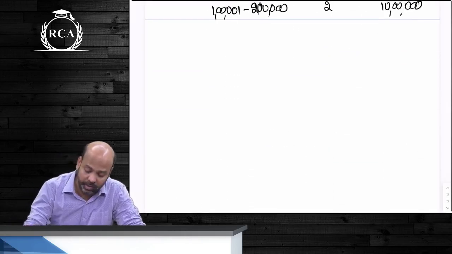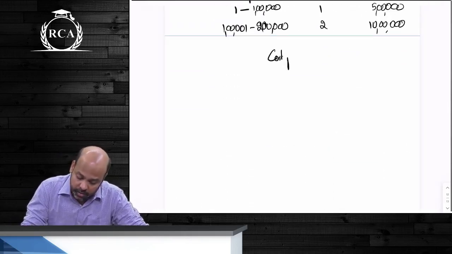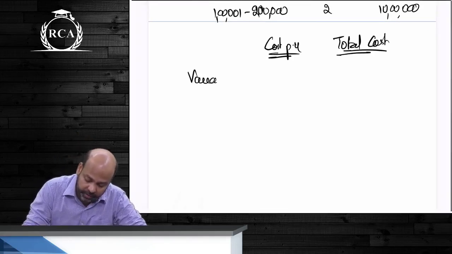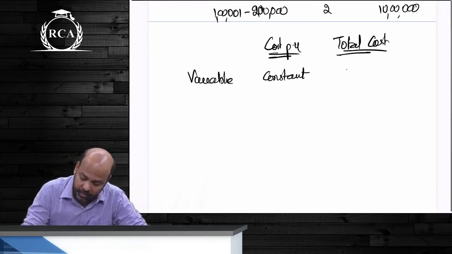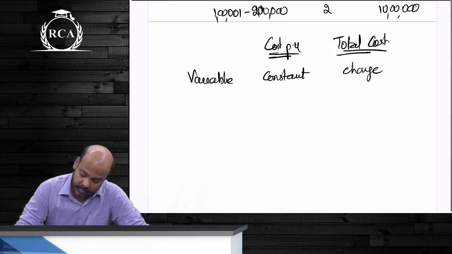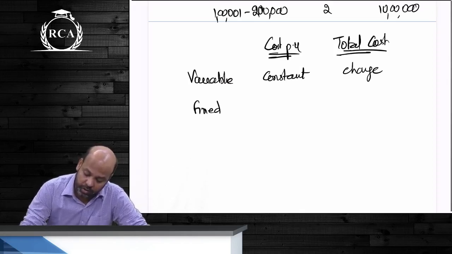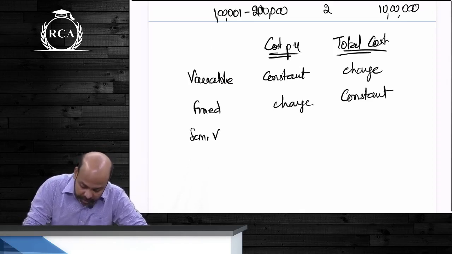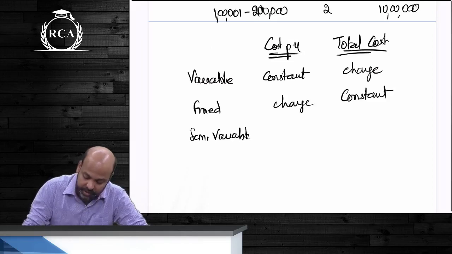Okay. So the summary here is about cost per unit and total cost. If it is variable, what will remain constant? It will remain constant, and this will change. Fixed cost, total cost remains constant. Cost per unit will change. Semi-variable, both of them will change.